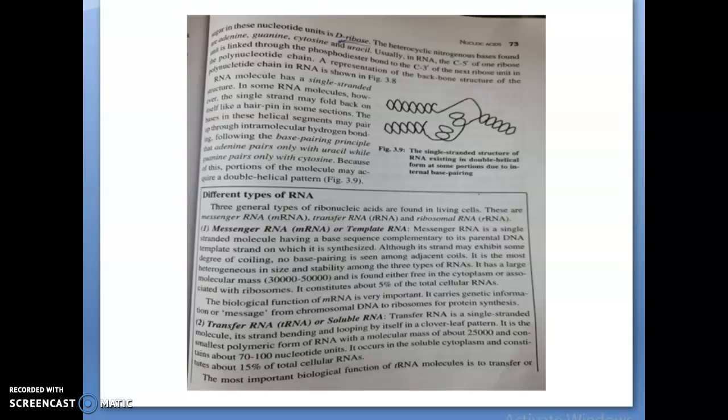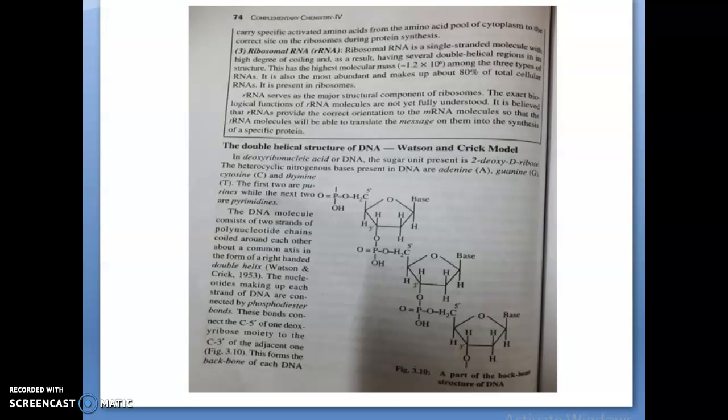The second one is transfer RNA, or soluble RNA. It is also a single-stranded molecule. Sometimes this strand bends and loops by itself in a clover leaf pattern. It is the smallest polymeric form of RNA with a molecular mass of about 25,000 and contains about 70 to 100 nucleotide units. It occurs in the soluble cytoplasm and constitutes about 50% of total cellular RNA. The most important biological function of transfer RNA is to carry specific activated amino acids from the amino acid pool of the cytoplasm to the correct site on the ribosomes during protein synthesis. We will also see that in the protein synthesis part.